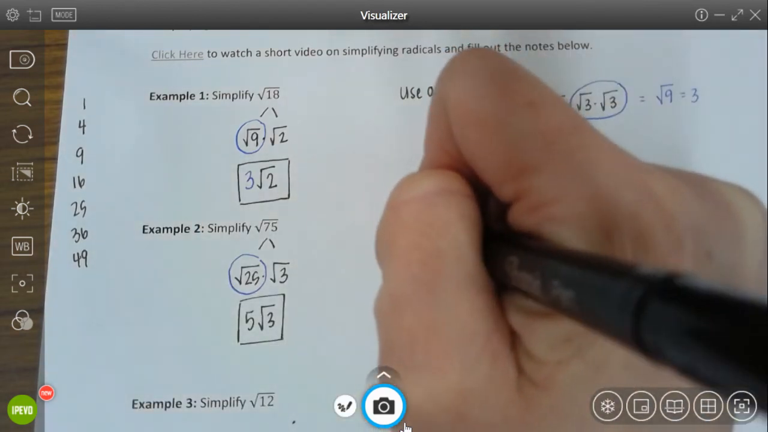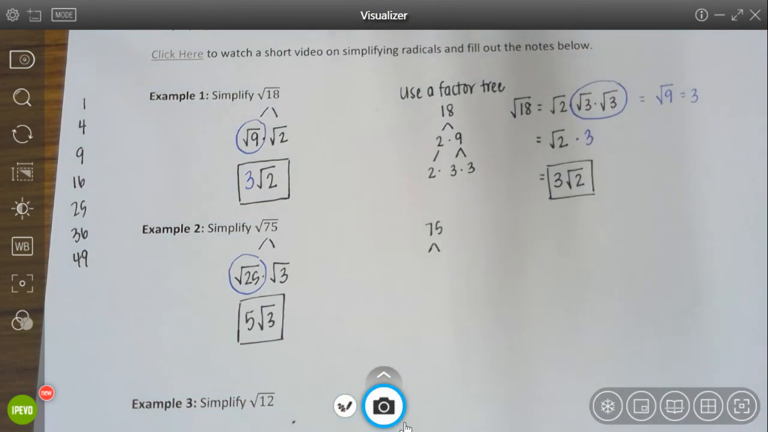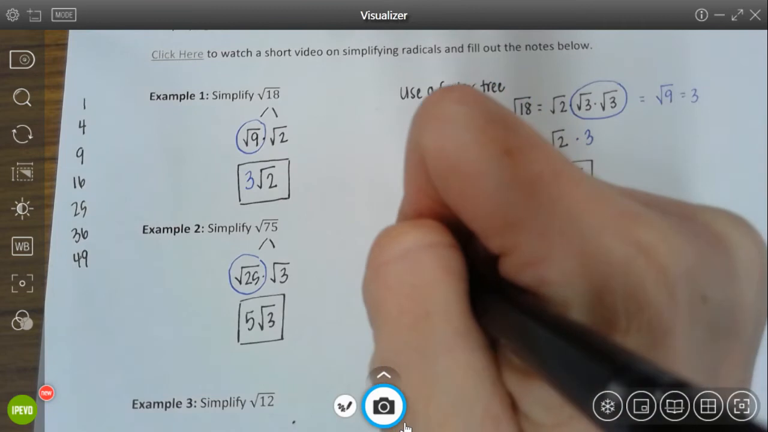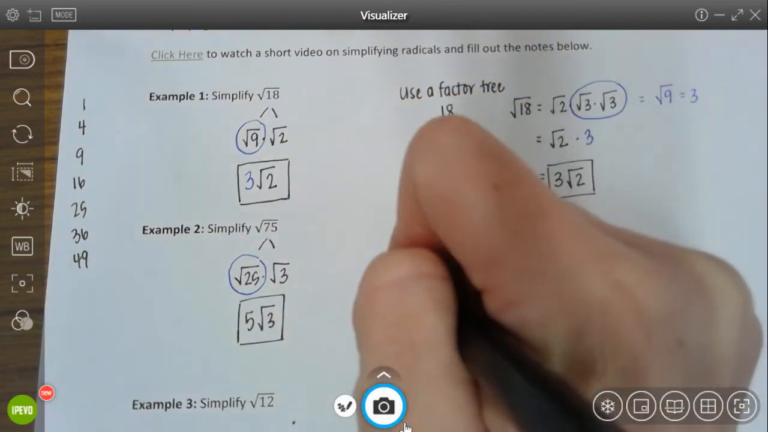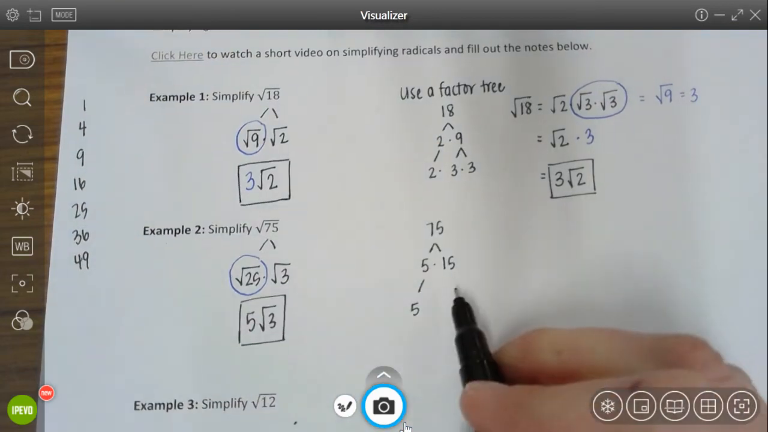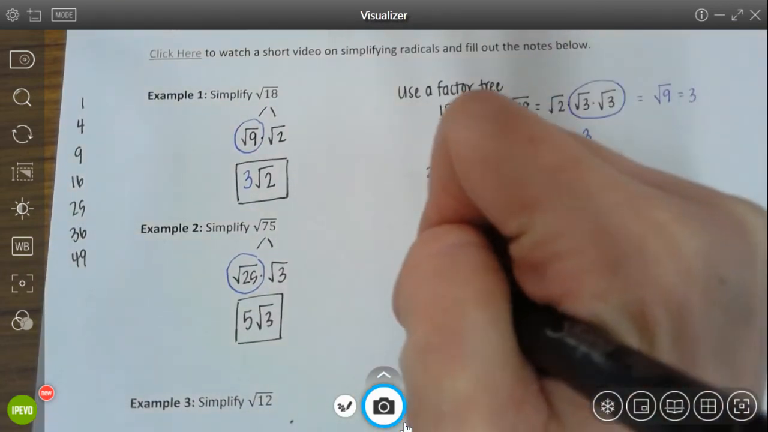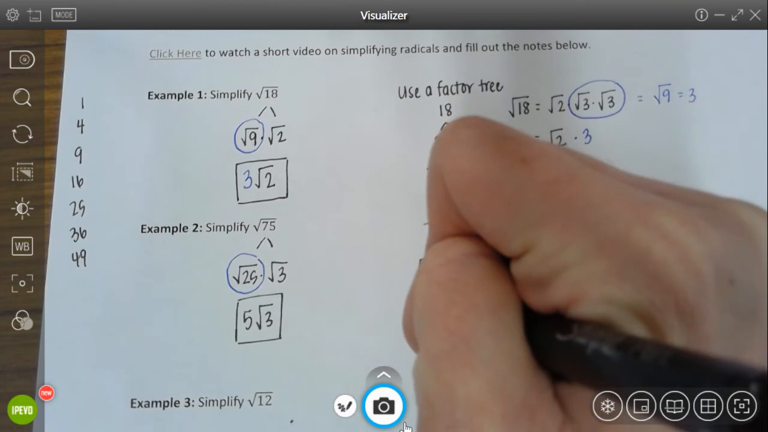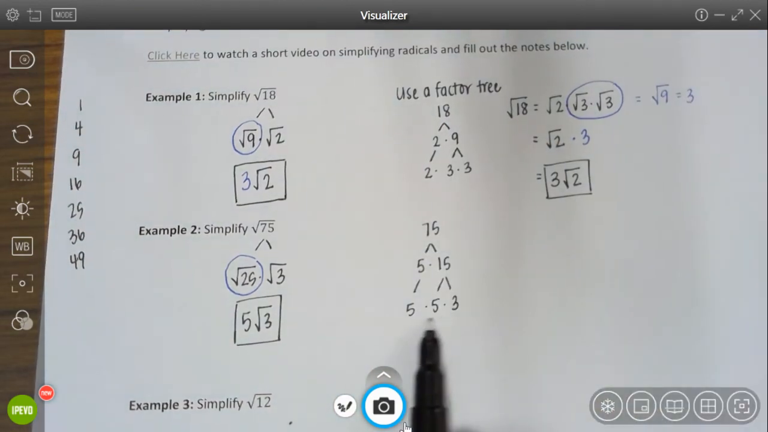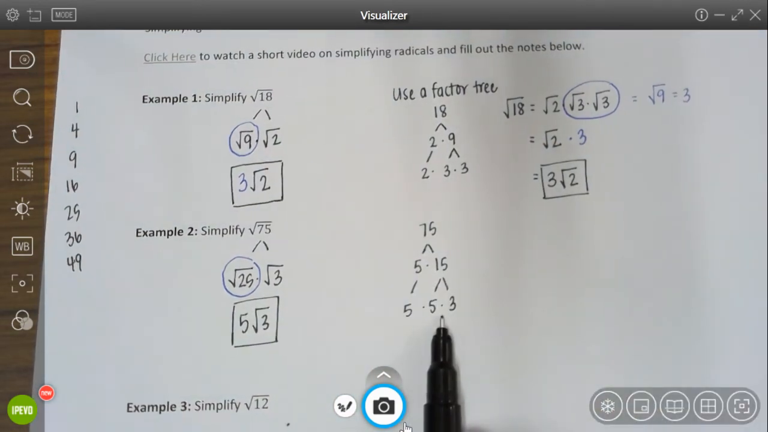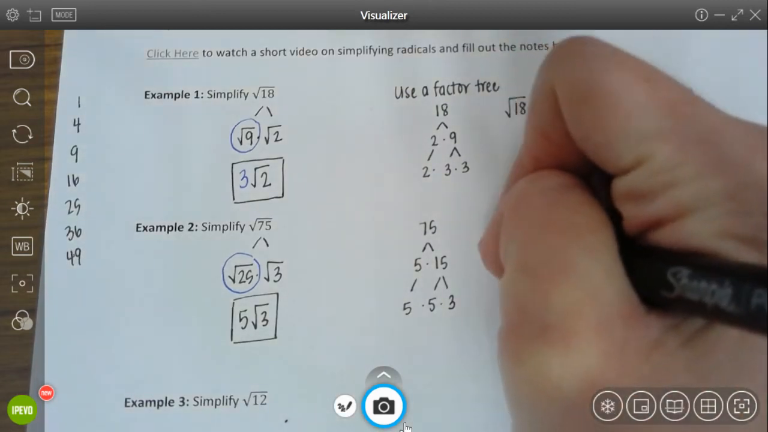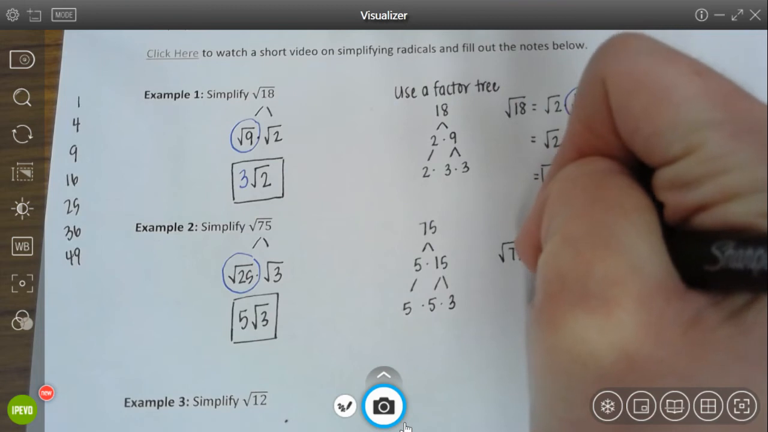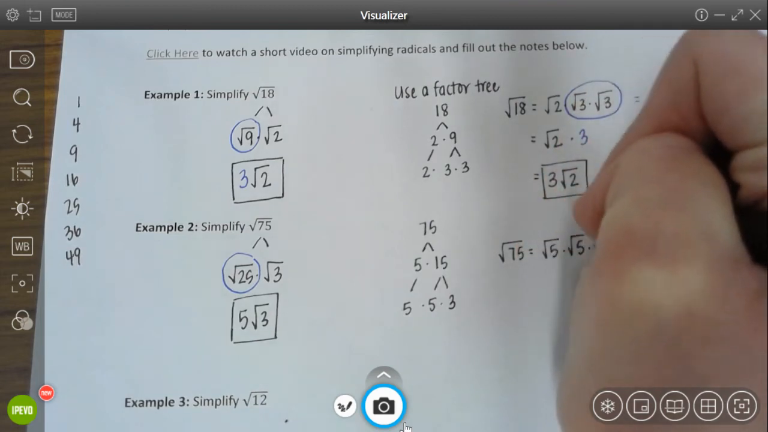Instead, if I wanted to use a factor tree, again, I can start breaking 75 down into smaller pieces. I know that 75 is at least divisible by 5. So if I do this like 5 times 15, bring down the 5, I can break down the 15 into some smaller pieces here. So 5 times 3. And again, these are small numbers. They can't be divisible by anything else other than themselves and 1. So I'm going to rewrite this as the square root of 75 is equal to the square root of 5 times the square root of 5 times the square root of 3.